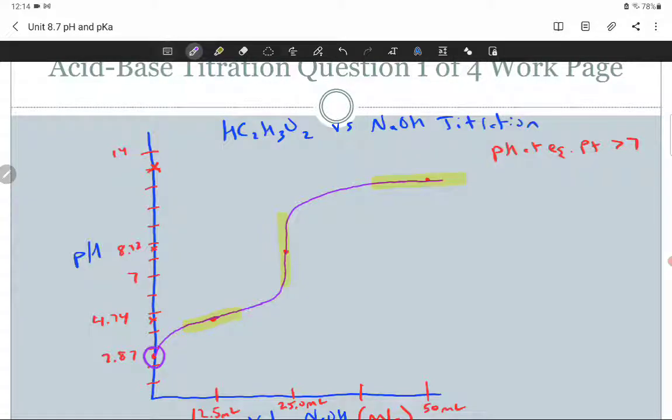So we have a very important point initially, a very important point halfway to the equivalence point, another very important point, the actual equivalence point, and then somewhere where it's approaching our limit.